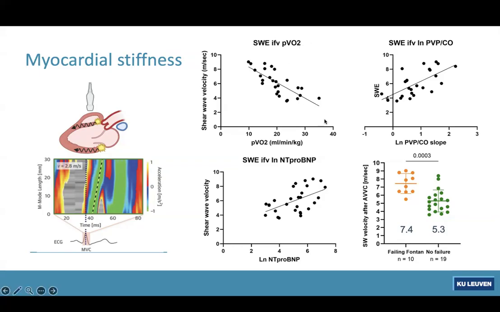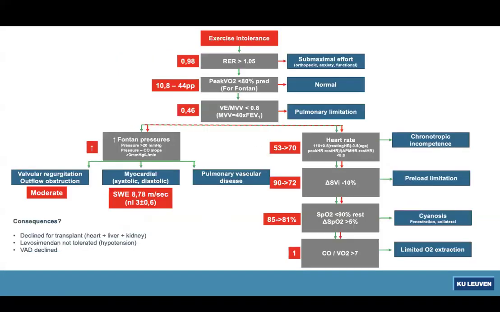And we have some preliminary data, it all needs to be confirmed, that if you have higher stiffness, if you have higher values, it correlates with lower peak VO2, with steeper slopes, with higher NT-proBNPs, etc., etc. So there's more stuff to come, just to have a more comprehensive, more in-detail assessment of our patients.